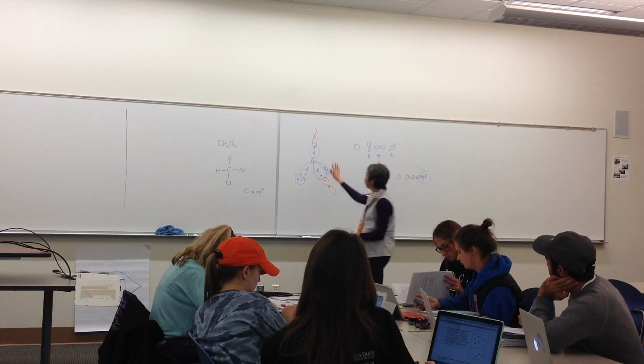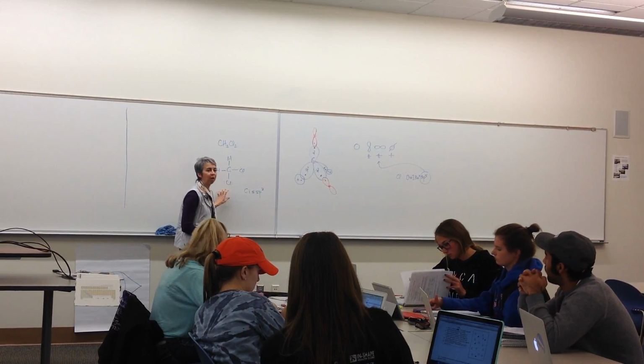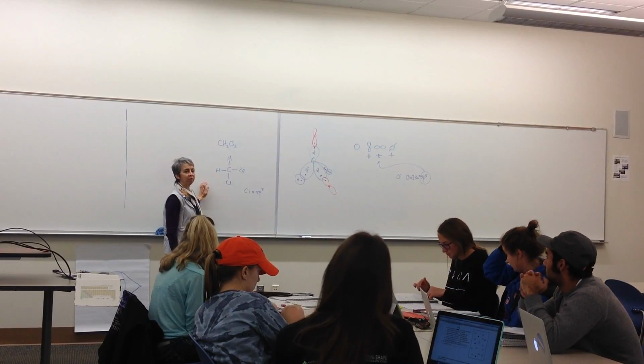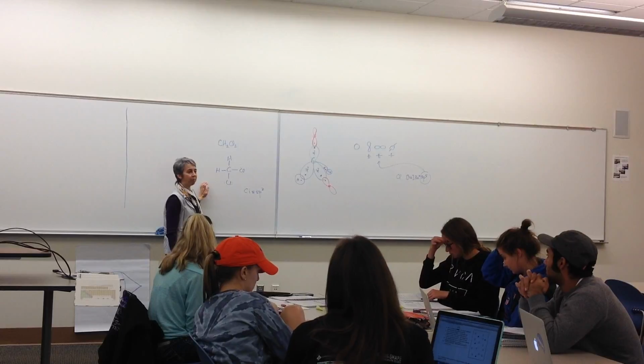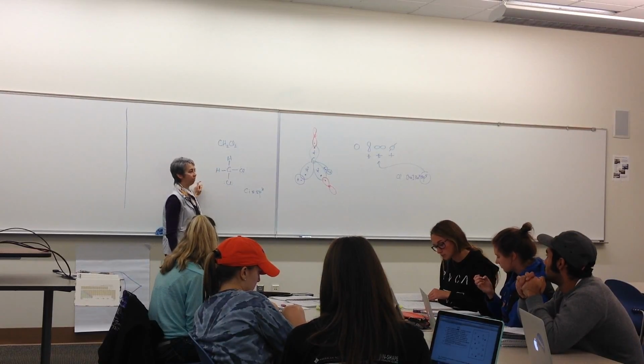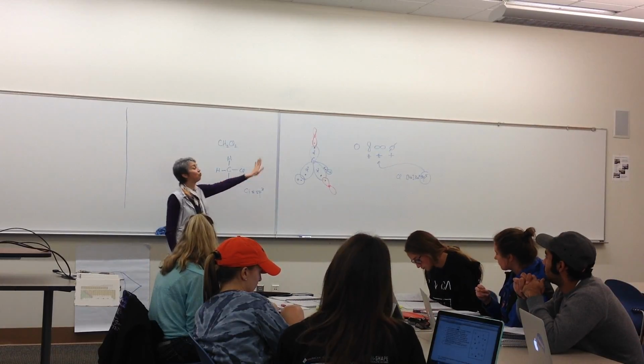So if I hadn't drawn this and I just showed you this and I said, how many sigma bonds are in this molecule? What's a single bond in a Lewis structure? Well, it's one, I know, but what kind of bond is it? Always sigma. So you don't even need to draw that.